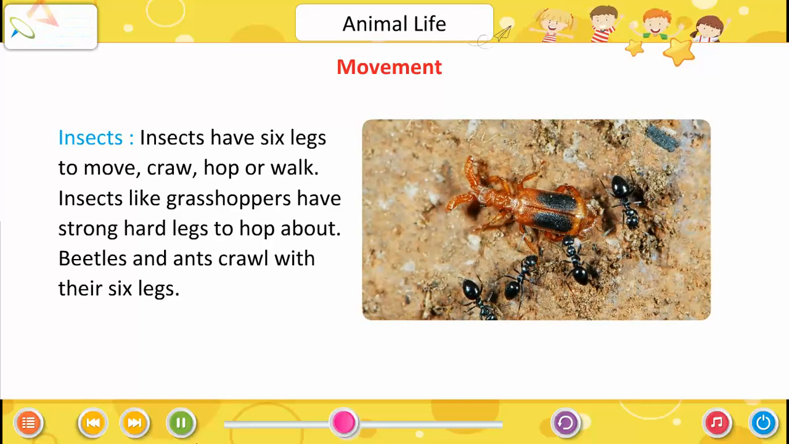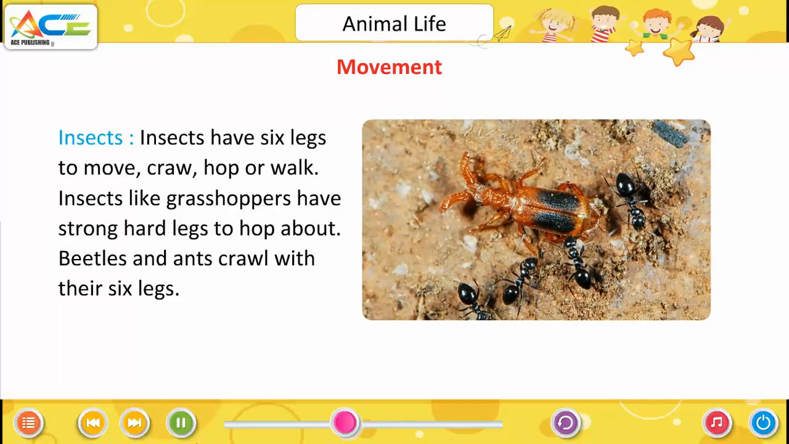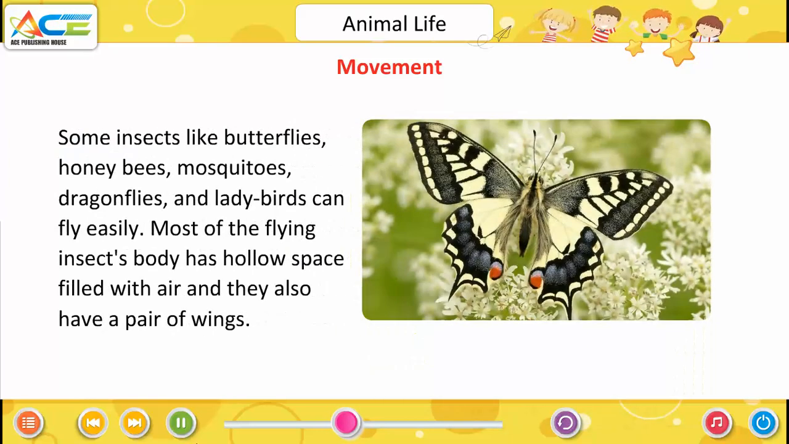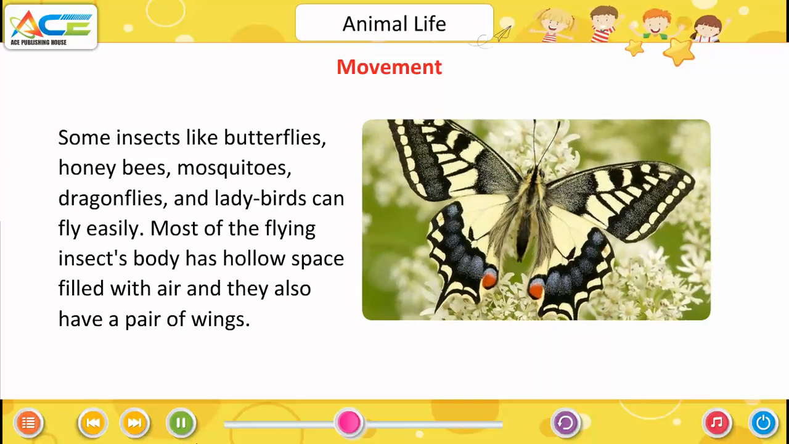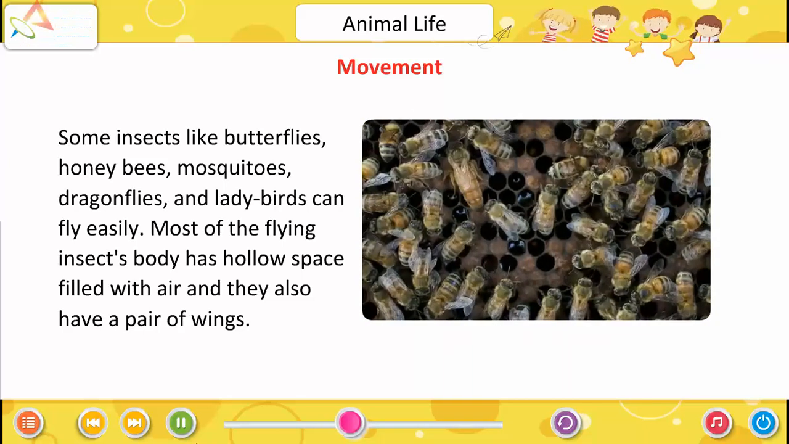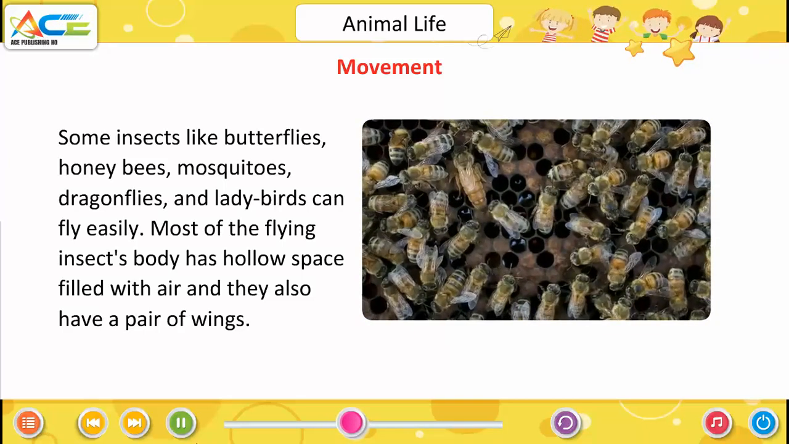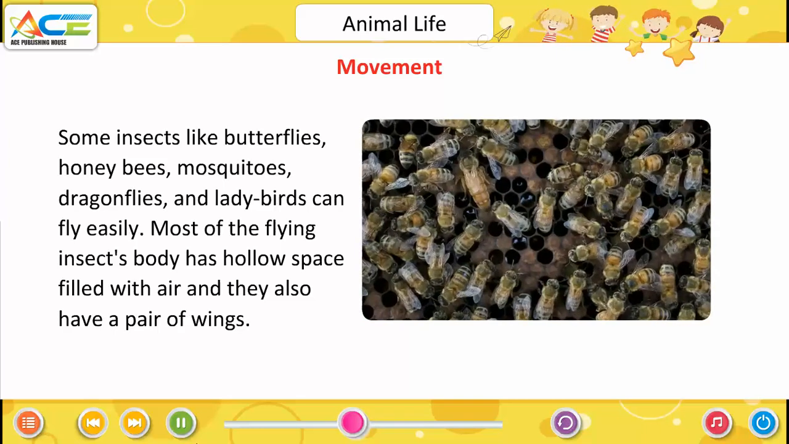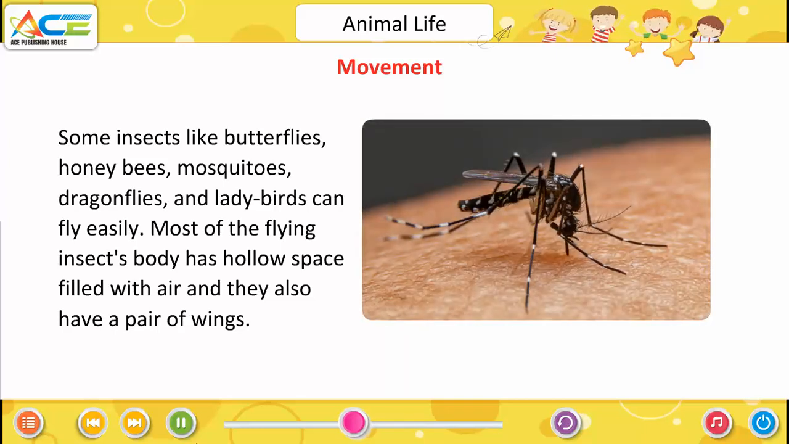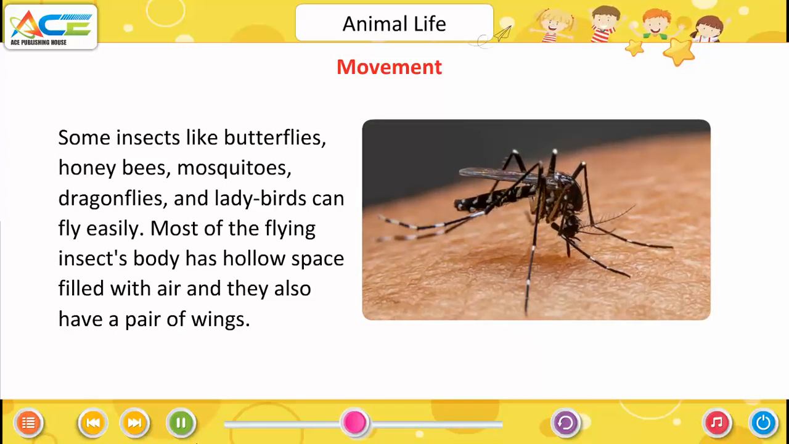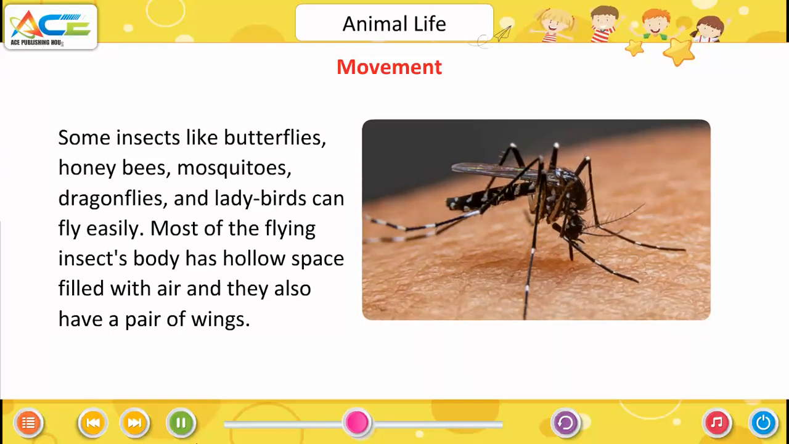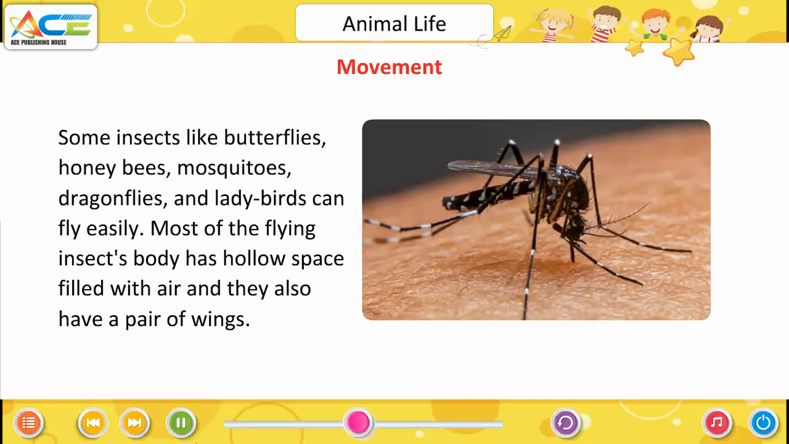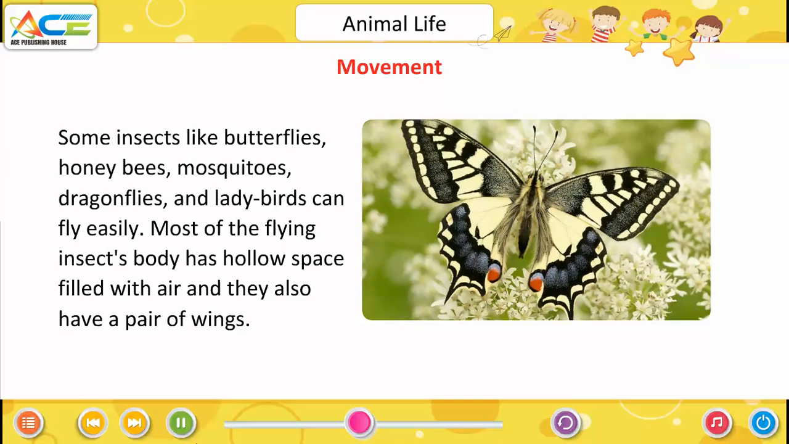Beetles and ants crawl with their 6 legs. Some insects like butterflies, honeybees, mosquitoes, dragonflies and ladybirds can fly easily. Most of the flying insect's body has hollow space filled with air and they also have a pair of wings.